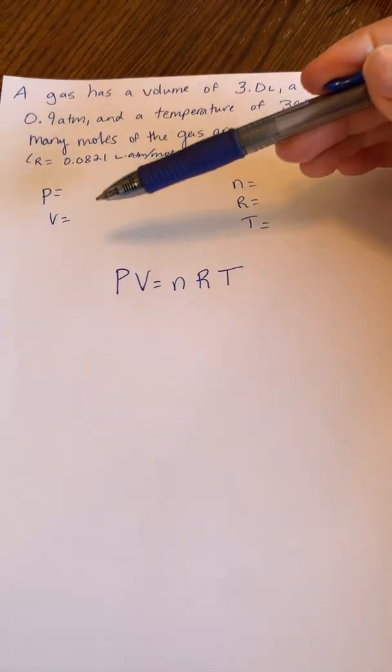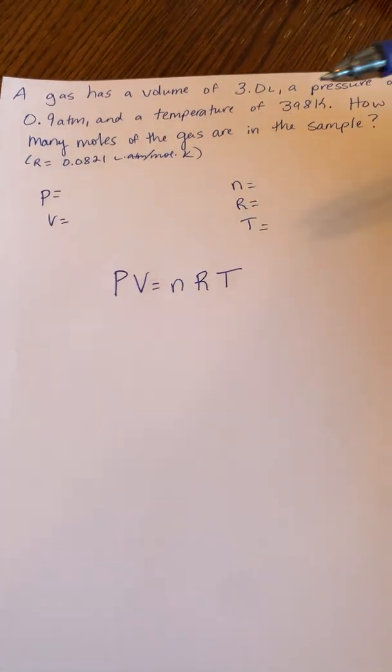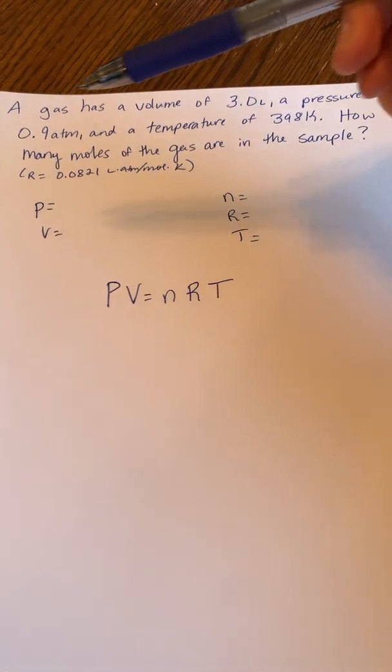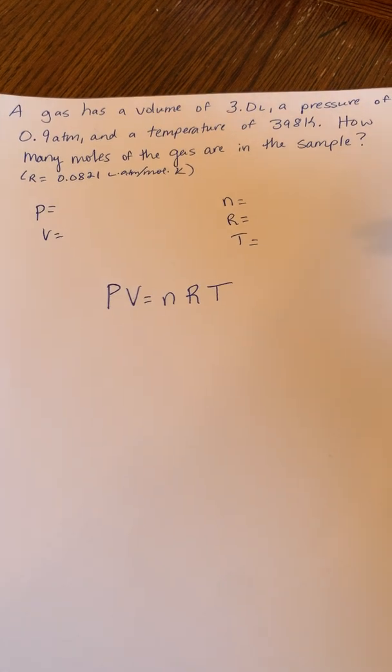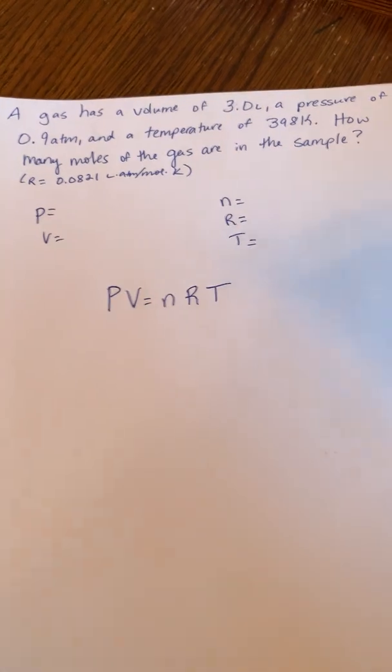So same deal, you don't have to show this part, but I'm going to read through and assign these values, the numbers that go with them. A gas has a volume of 3.0 liters. So don't worry about the liters, but that tells us volume, which is V, equals 3.